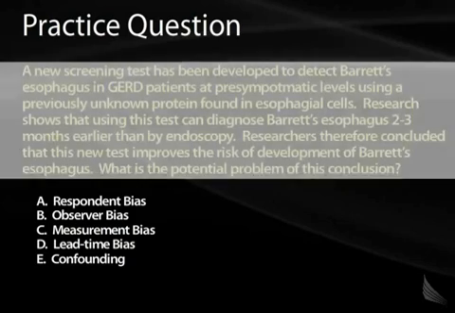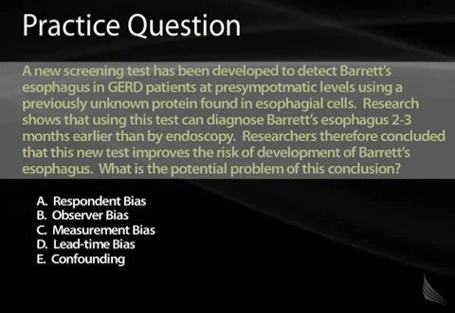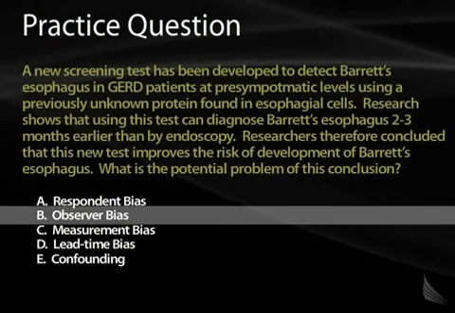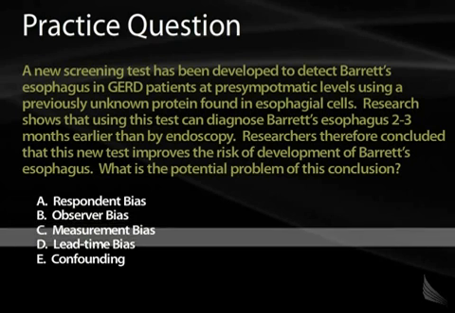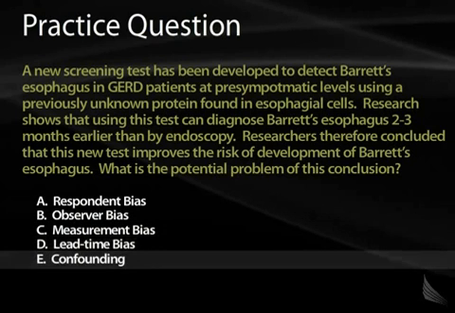Practice question. A new screening test has been developed to detect Barrett's esophagus in GERD patients at pre-symptomatic levels using a previously unknown protein found in esophageal cells. Research shows that using this test can diagnose Barrett's esophagus 2 to 3 months earlier than by endoscopy. Researchers therefore concluded that this new test improves the risk of development of Barrett's esophagus. What is the potential problem with this conclusion? A. Respondent bias, B. Observer bias, C. Measurement bias, D. Lead time bias, or E. Confounding.